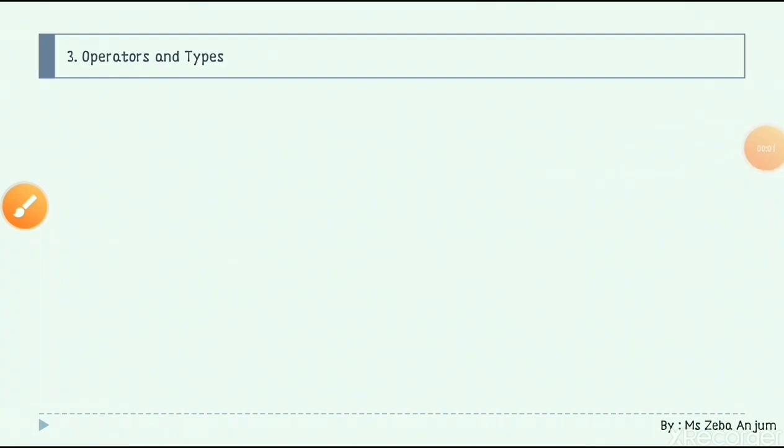So now we are going to see the types of operators. We all know what operators are. The functions that we are performing on the operands are basically your operators. Now, your operators are mainly divided into broadly three categories.